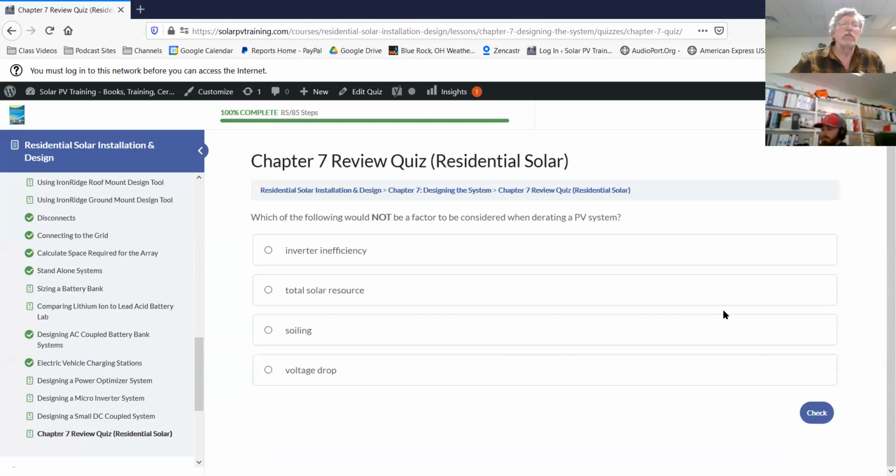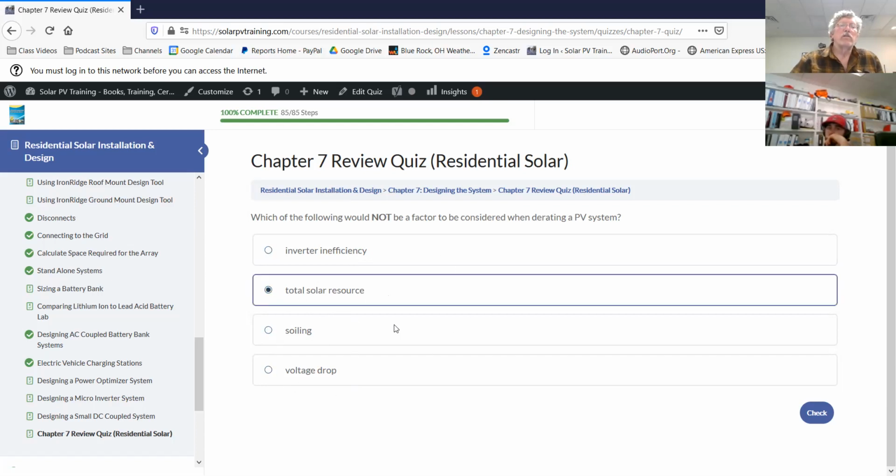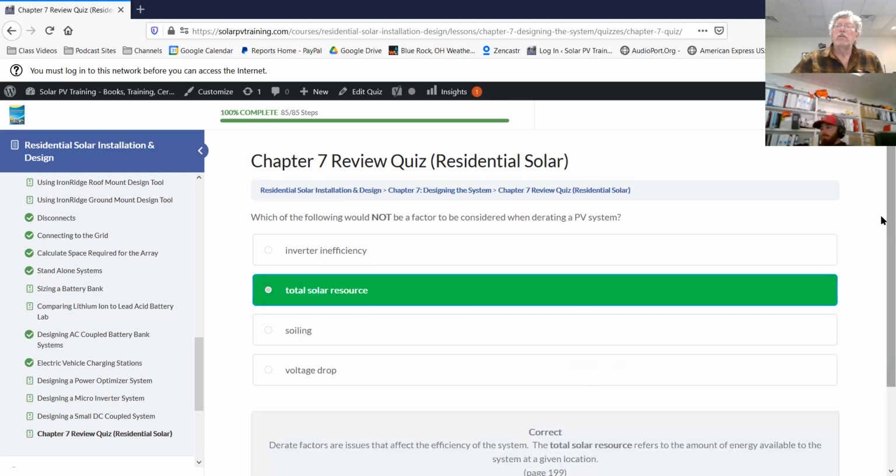I don't know how many of you will do 50, but which of the following would not be a factor to be considered when derating a PV system? All right, it's not a factor. The inverter inefficiency, well, we've seen that it is. Total solar resource, soiling, or voltage drop. Well, of these, total solar resource is basically how much power is available at the site. So soiling, if you get dust on your panel, that reduces the efficiency of the panel. Voltage drop, we say we want to limit that to no more than 2% of the overall system, the inverter inefficiency. So the answer here, because it's not, would be total solar resource.